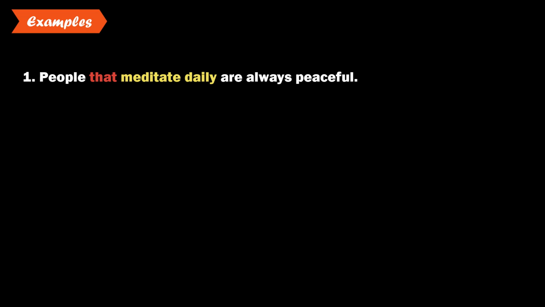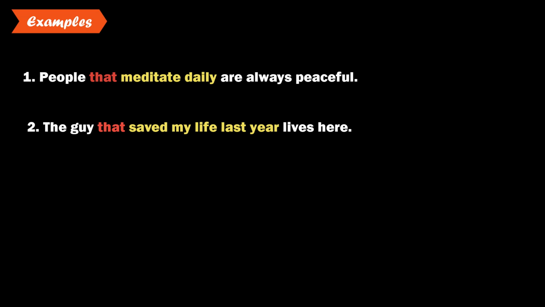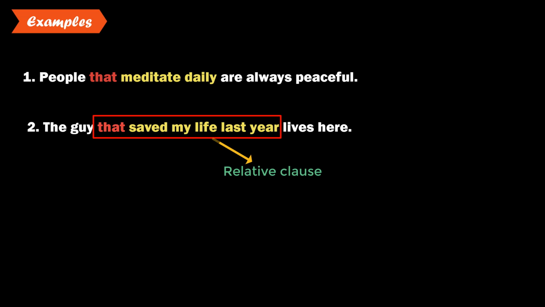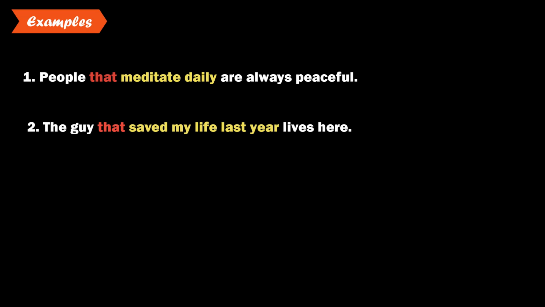Let's look at the next example. The guy that saved my life last year lives here. That saved my life last year is my relative clause. That is my relative pronoun coming in the beginning of the clause. And this entire clause, that saved my life last year, is giving information about the noun, the guy. Which guy? The guy that saved my life last year. So here as well, that is relating to a person, the guy.